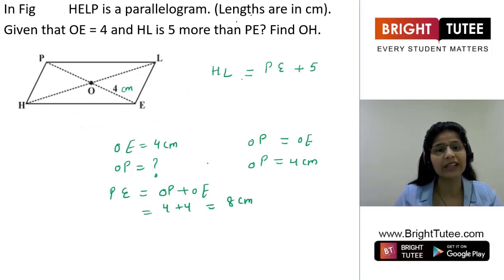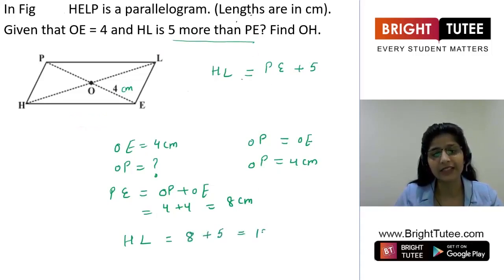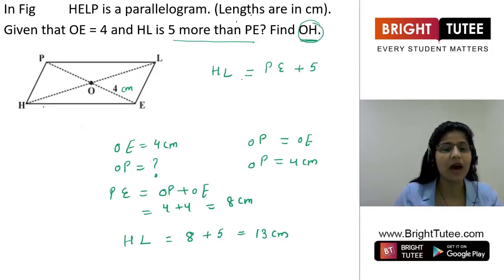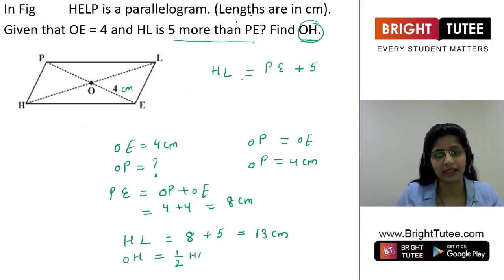Now we have to find out HL, which is the other diagonal, and it is given in the question that HL is 5 more than PE. So 5 more than PE, that means PE is 8 centimeter plus 5, that gives us 13 centimeter. So we know that HL is 13 centimeter. Find out OH. This is the final question that we have to reach, the OH measurement. So how to find OH? OH will be half of HL, right? Because the diagonals bisect each other. So half of 13 gives us 6.5 centimeter.